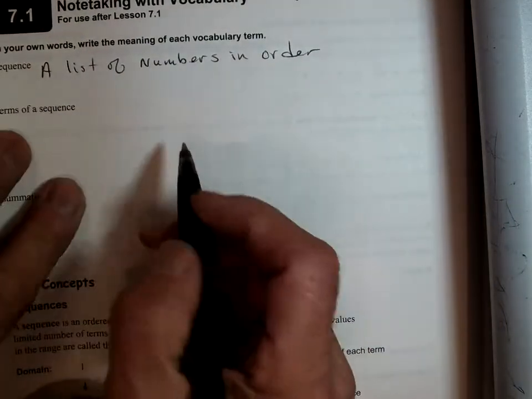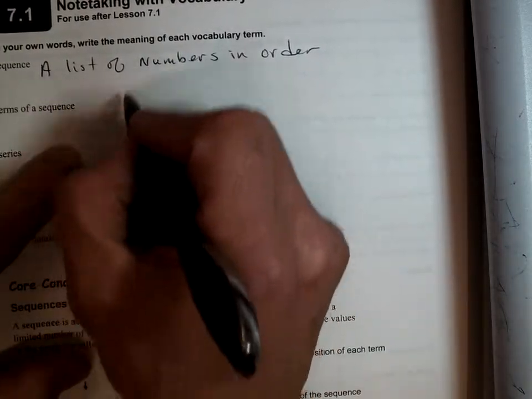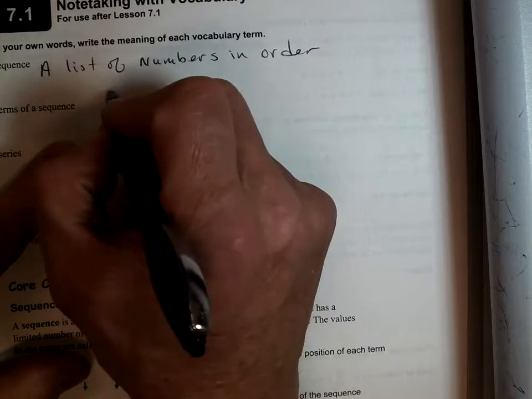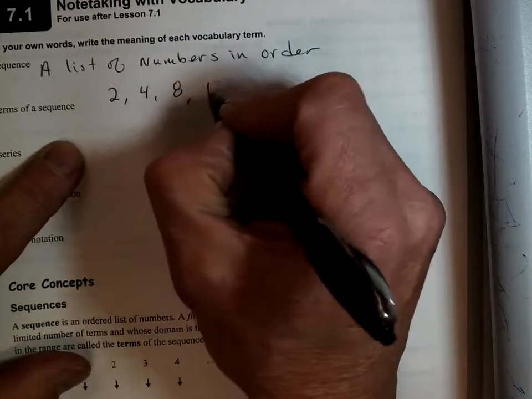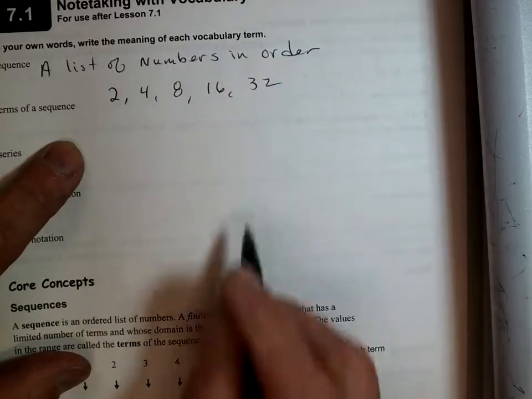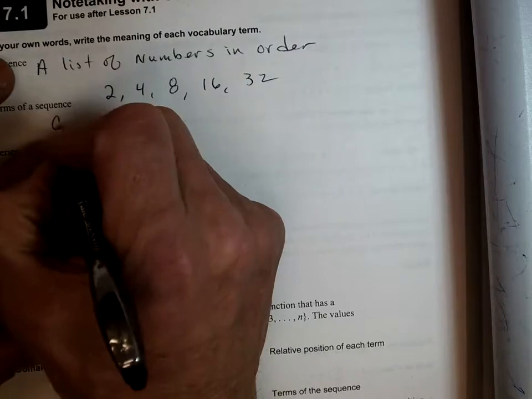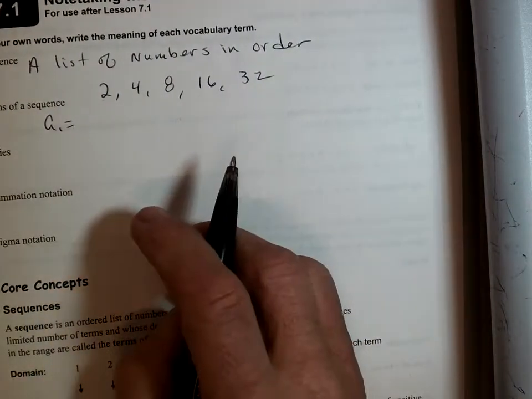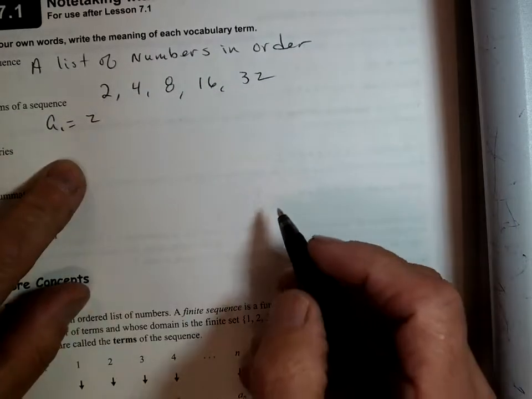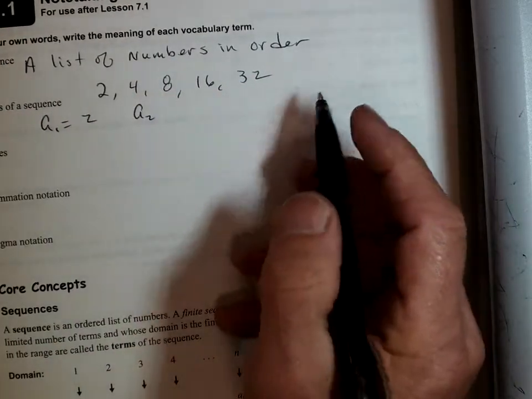So the terms of the sequence are those numbers, okay? So if we have a list of numbers, let's say we just make it really easy. Let's go 2, 4, 8, 16, 32, okay? The terms are the individual numbers. So we'd say A1, that's my first number. A is just a symbol for your terms. A1 is 2, isn't it? Yeah. A2, that's my second term. It's 4. You've seen this before, haven't you?